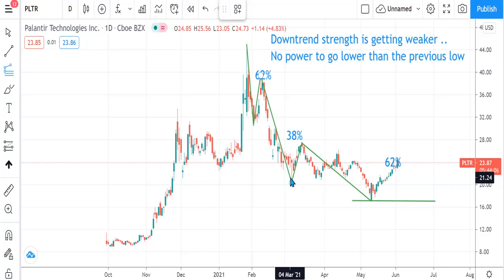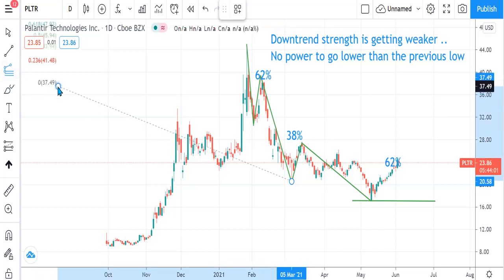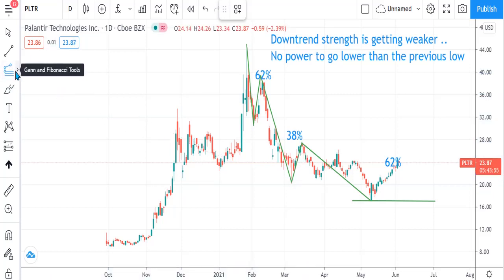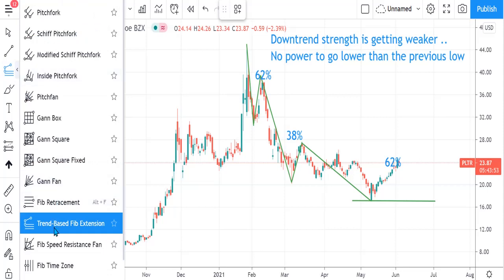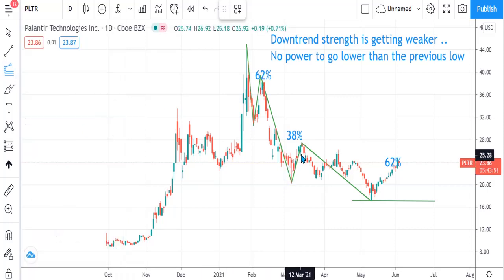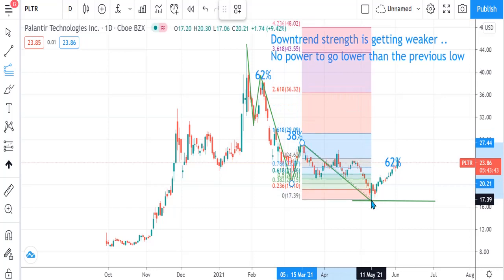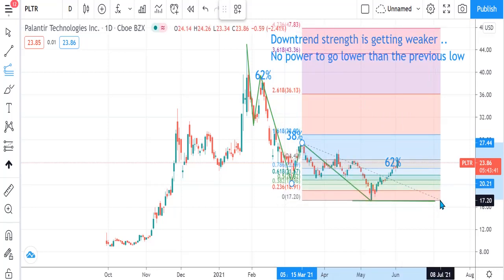So now first I'll do the upward target. To do the upward target, from here I'm going to take Fibonacci. I'm going to take this tool, Fibonacci. This tool is known as trend-based Fibonacci extension. I'm going to do the upward projection. So now take this from the high here, all the way to the low here. We can extend it to here.